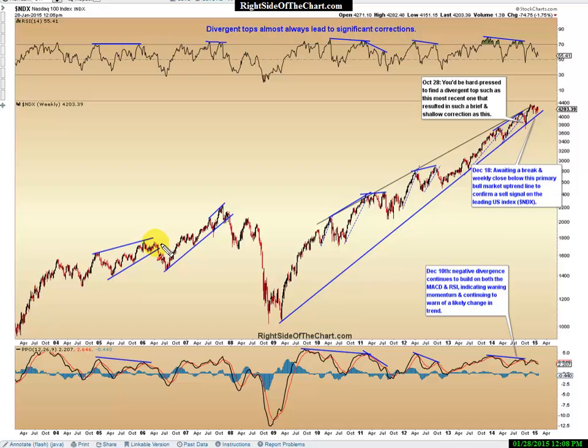So while this may not look like much, here was the peak in prices back here at the top of that wedge. This was the drop, and that is a significant correction. That was back in '06. All I'm trying to point out here is you would be hard-pressed to find a divergent top on the RSI, PPO, especially both of those, that did not lead to a sizable correction.